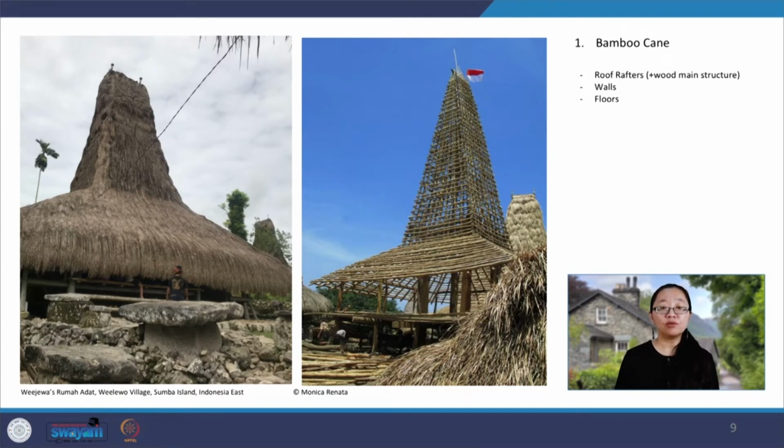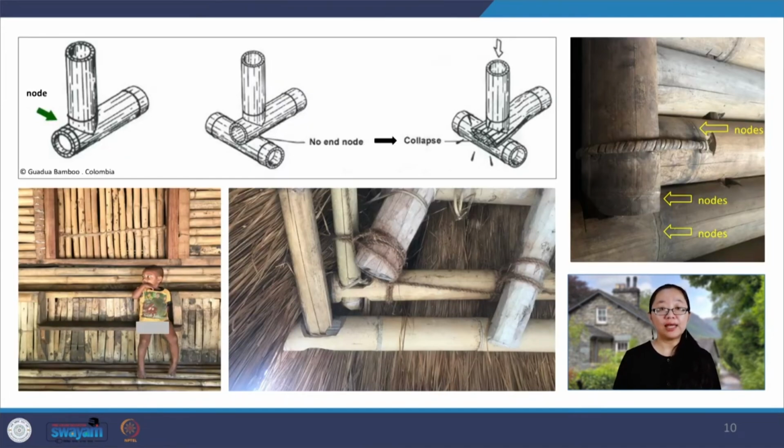Apart from the roof rafters in the Sumbanis houses, bamboo canes are also used extensively for floors and walls. It is interesting to note that the villagers understand that bamboo is more easily damaged than wood. So the main structure of the house, namely the columns and beams, are made of wood, while the floors, walls, and roof rafters are made with bamboo, which can be replaced easier if necessary.